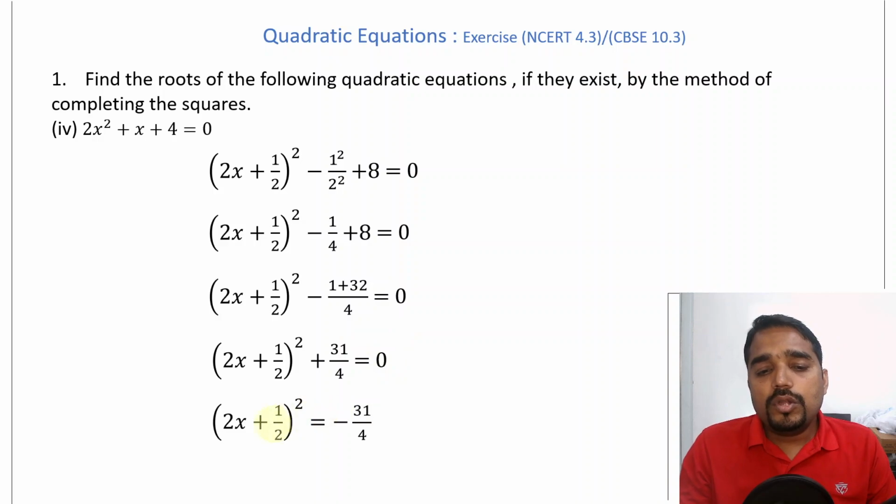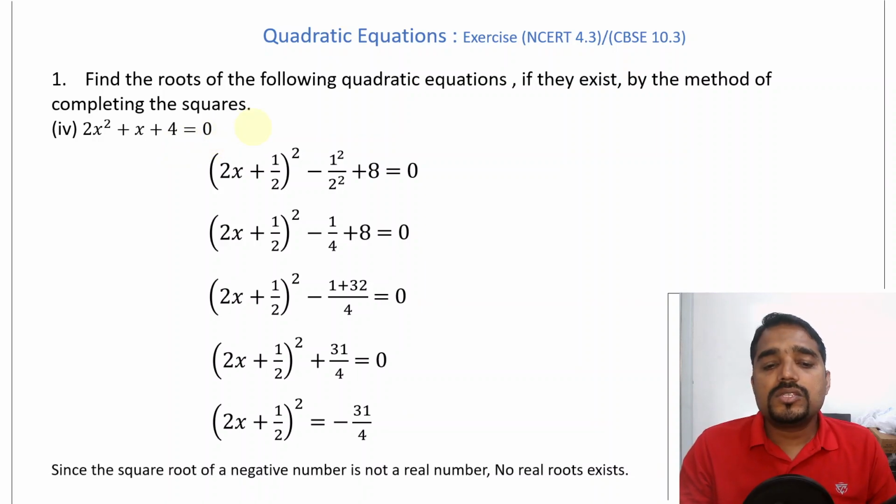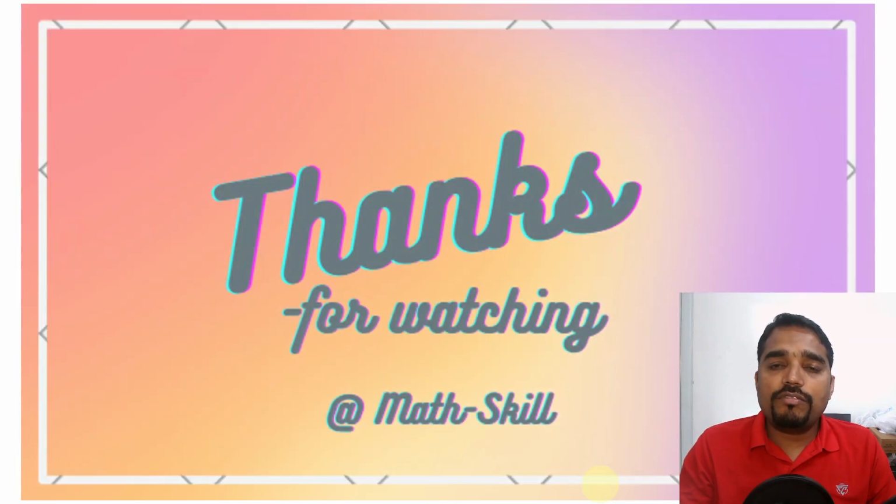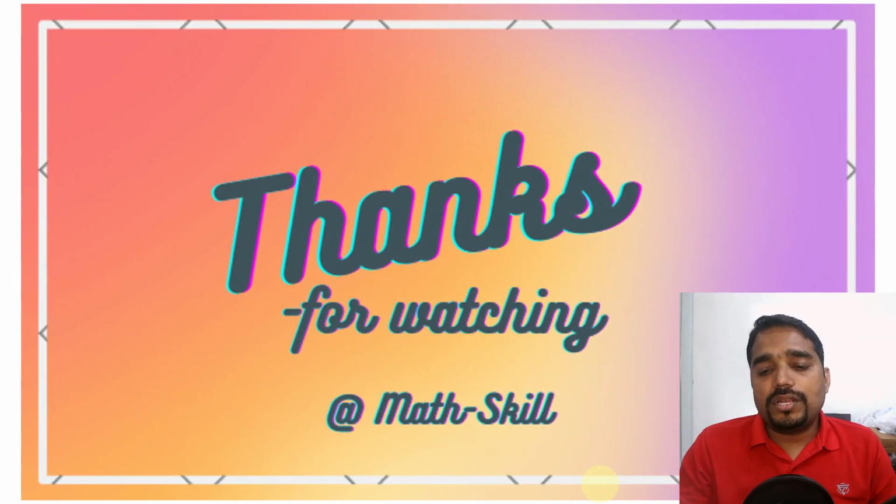Now to find the value of x, since square, if it is to be simplified, then 2x plus half whole square is equal to minus 31 by 4, or 2x plus half is equal to plus or minus square root of, within square root we would be having minus 31 by 4. So square of any real number would never be a negative number. Therefore, for this particular equation, 2x square plus x plus 4 equals 0, there would not be any real root. That is, square root of a negative number is not a real number. Therefore, real roots do not exist. So we cannot find the roots of this particular equation which are real numbers.